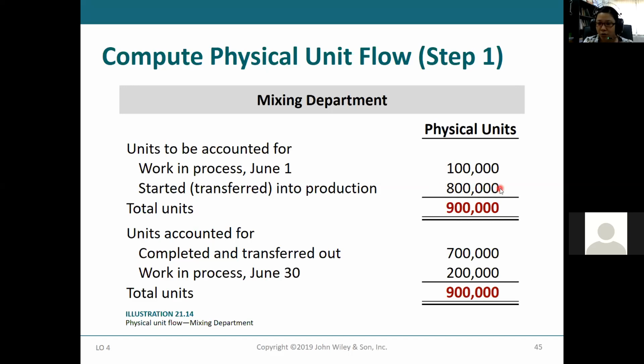So if the question doesn't give you one of this information, you have to look from the other, and you need to know that the total units always equal, 900,000 and 900,000, they always equal. So then we look for that, and then we find the missing information. Okay, that is the first step. Any question for the first step?